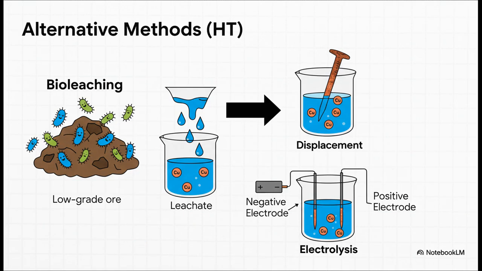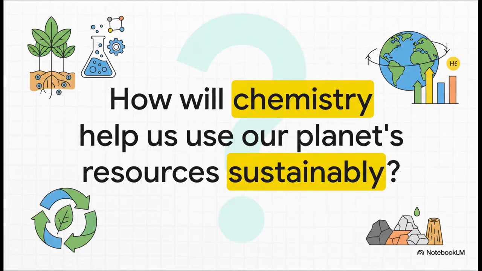The second method you need to know about is bioleaching. Again, that little word bio tells you we're using life, but this time it's bacteria. Basically, certain bacteria can break down the ore and produce a solution called a leachate, which is now rich with all the metal compounds we want. Once you've got that solution, you can get the pure copper out using either displacement with scrap iron or by using electrolysis.